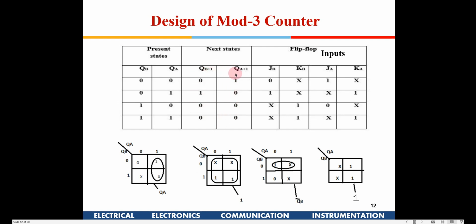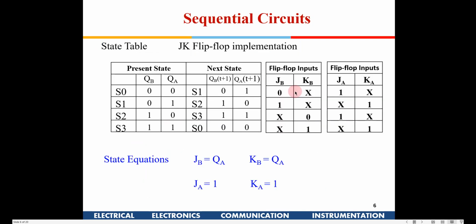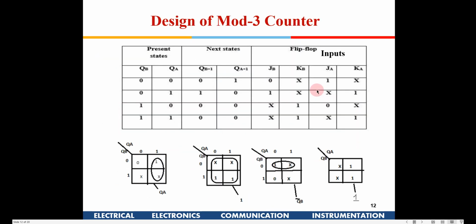Now if I have to implement it with a JK flip-flop, then I write JA, KA, JB, KB. Here, if you see, QA QB is 0, 0, so I write 0x. Okay. This is coming from the characteristics table. If I go back here to the JK flip-flop table, for 0 to 0 it is 0x. So from this table, I am writing it here, 0x.